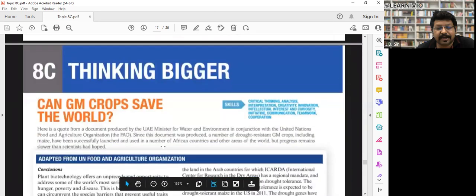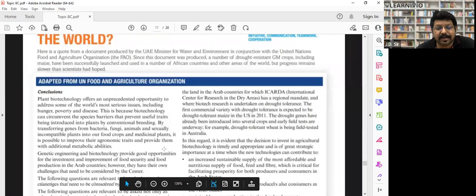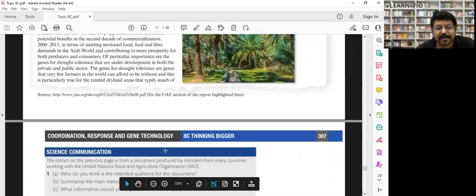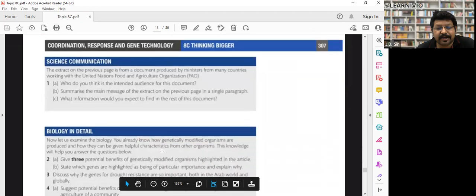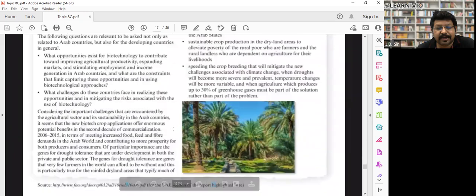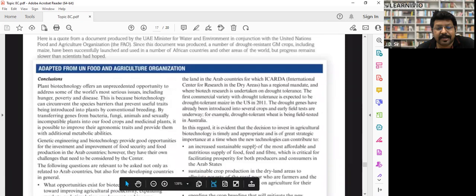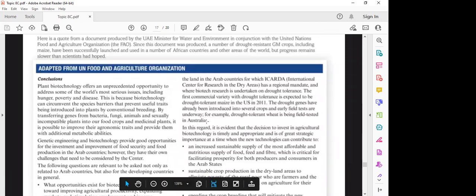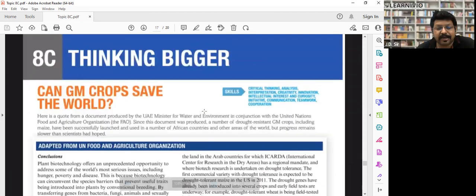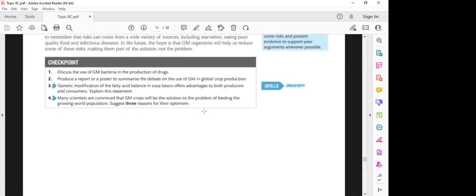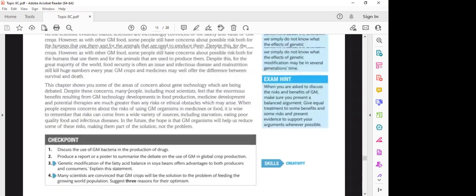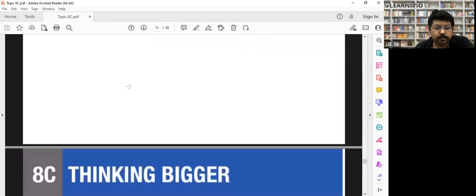So, in a nutshell, what you have to do is write it down on a point basis, in bullet format. You have to write down the benefit and the risk of that, right? Benefit and risk of what? Benefit and risk of biotechnology. You have to jot down the points, whatever we have from this. Okay. Yeah, that's all from the chapter.